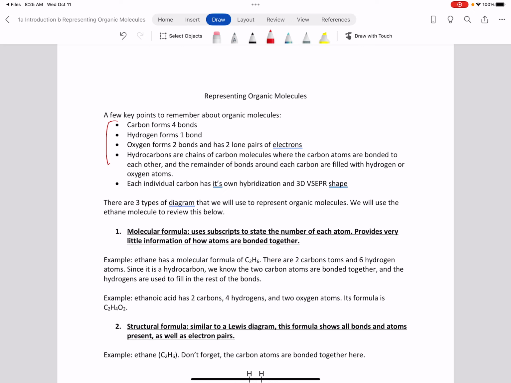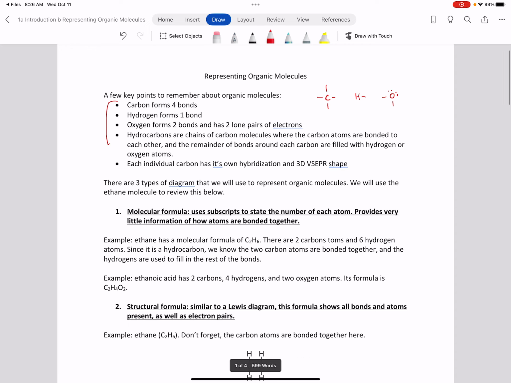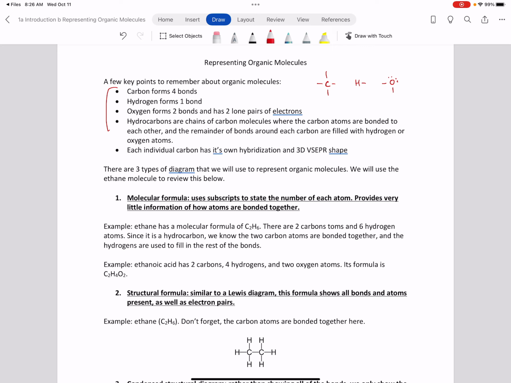Okay, carbon will always form 4 bonds because of its Lewis diagram. Hydrogen will want 1, and oxygen 2. So we should be pretty familiar with those at this point. Whenever we build chains of hydrocarbons, it's with the carbons attached to each other. So we'll go through a couple of examples with this sheet here, and hopefully that helps to clear up the relationship between different types of diagrams.